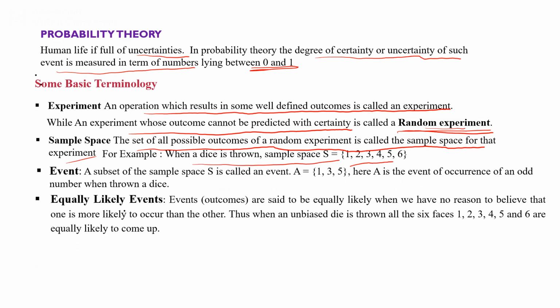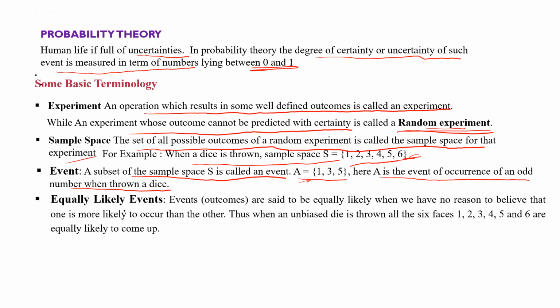Now, what is an event? A subset of a sample space S is called an event. Suppose we take A equal to {1, 2, 3}. Here A is the event of an odd number occurring when we throw a dice. You can see that A is a subset of S. So an event is always a subset of a sample space.